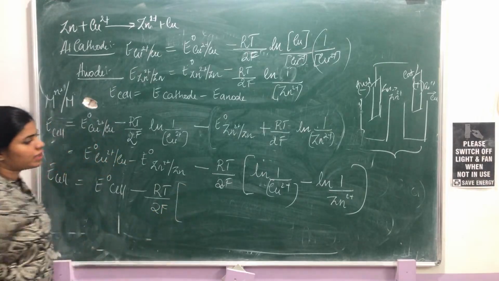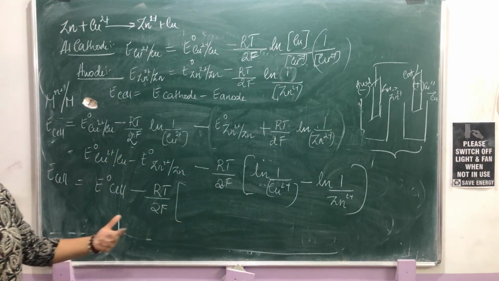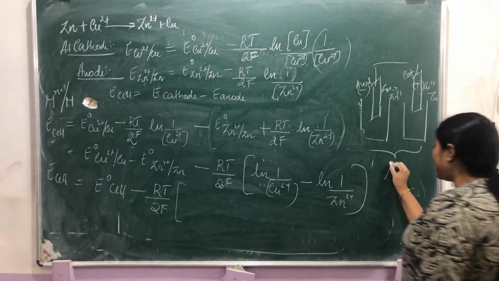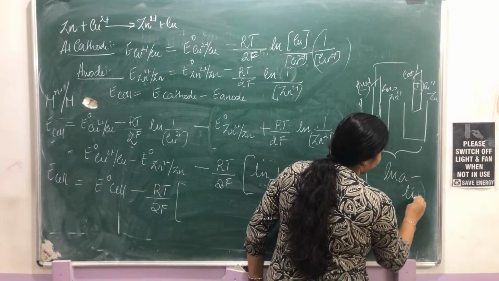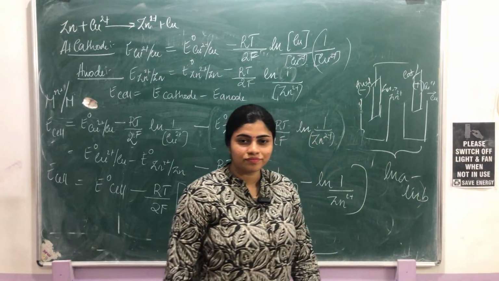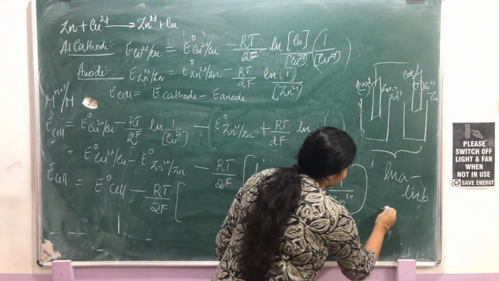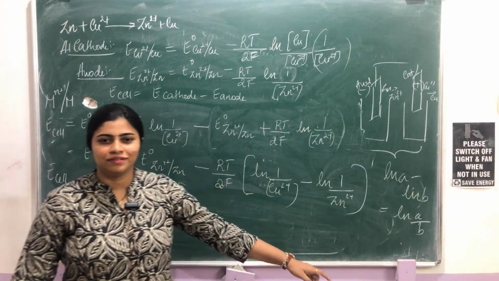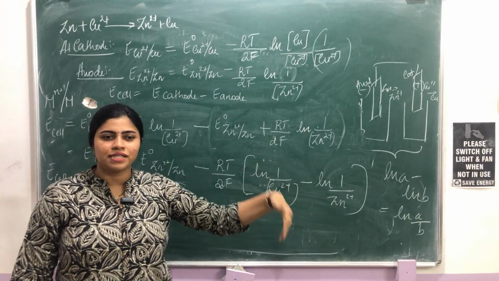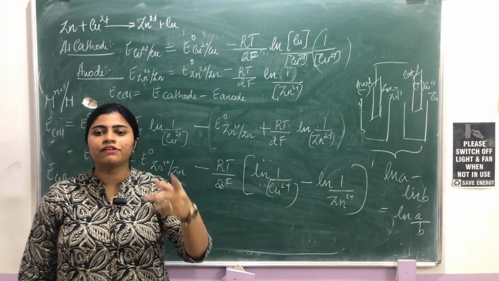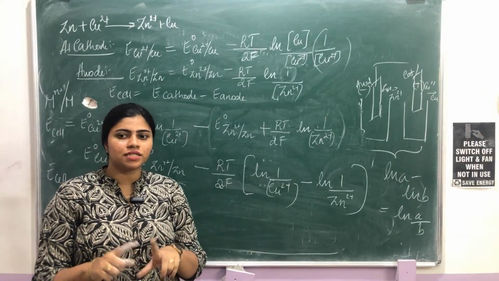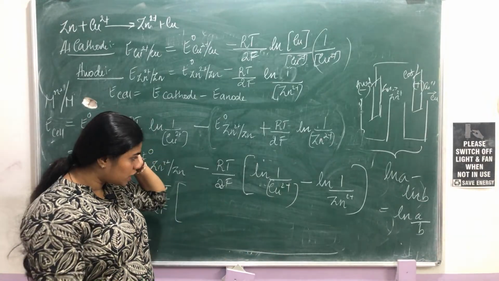Now there is a small magic here. Since you have not studied maths, ln A minus ln B will become ln A by B. Similarly ln X minus ln Y. Whenever it is negative, it will be division. Whenever it is positive, it will become multiplication. This is basic maths.